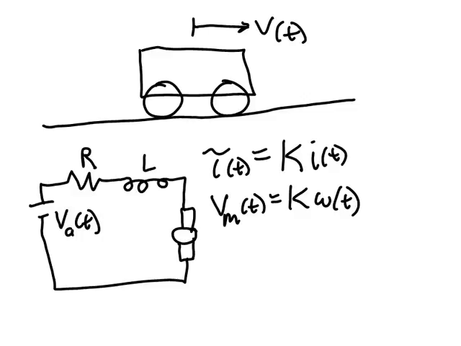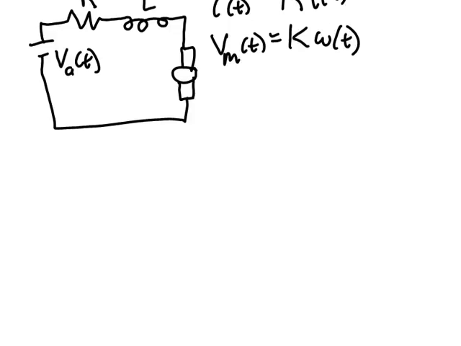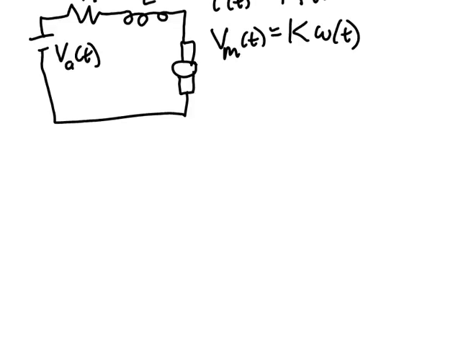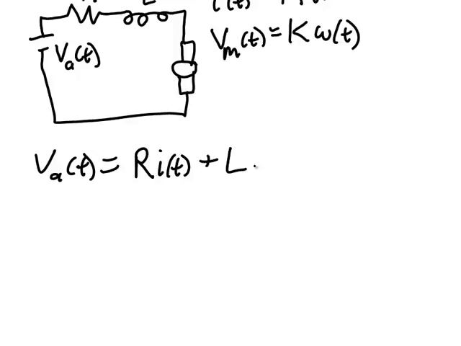If you remember from the modeling example that we did when we found the transfer function for this system, we went through a couple of modeling steps to get the differential equations. The first step we applied was Kirchhoff's voltage law to the circuit, and we said that the applied voltage was equal to the voltage lost in the resistor plus the voltage lost in the inductor plus the voltage lost in the motor, which would be K omega.